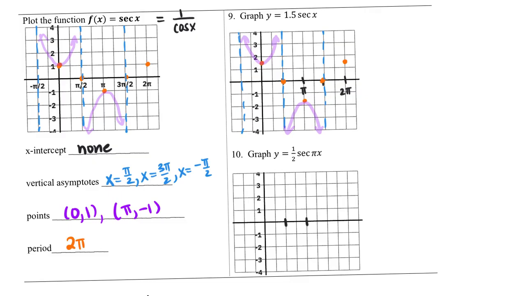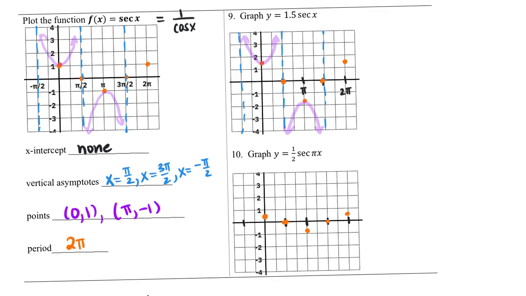Okay, 1/2 secant pi x. Okay, it's messing with the amplitude, it's messing with the period, everything's messed up. So we're going to pretend like everything's fine and figure it out later. Okay, amplitude's 1/2. Secant is a reciprocal of cosine. So I'm going to just pretend like I'm graphing cosine. I'll fix the period in 1 second. Okay, cosine starts at the amplitude, 0, negative 1/2, 0, 1/2.